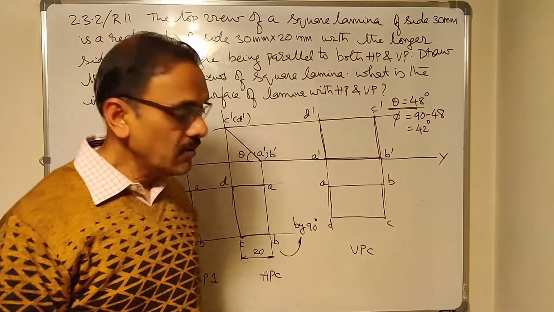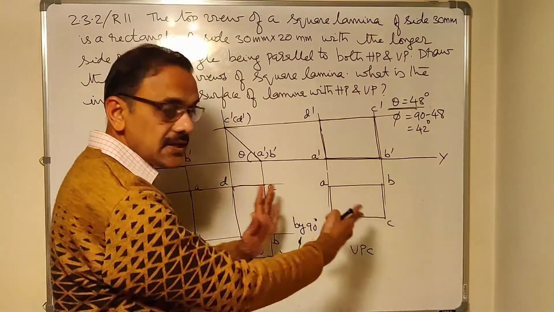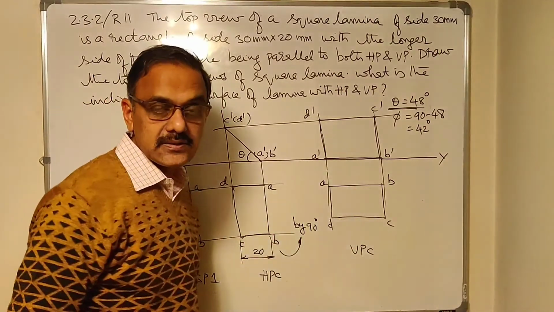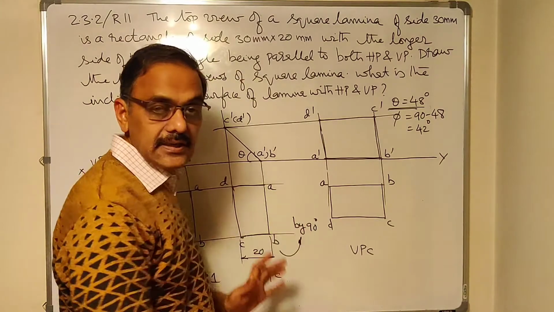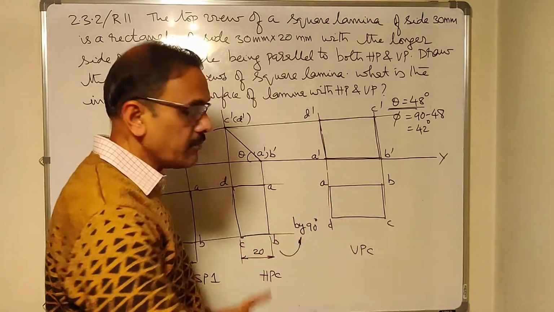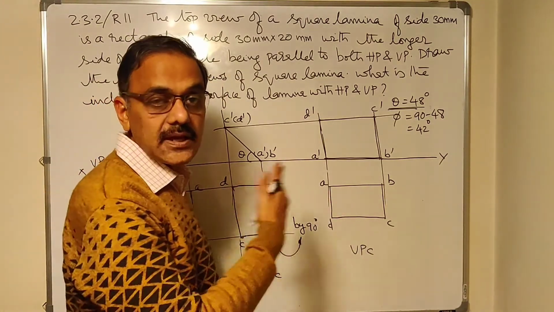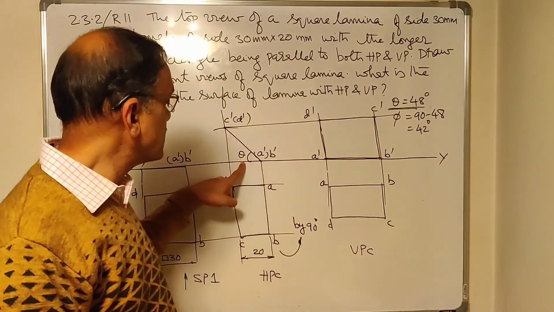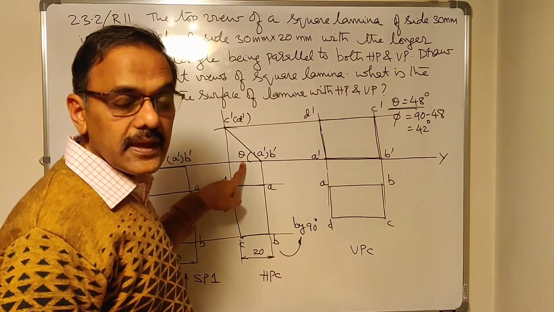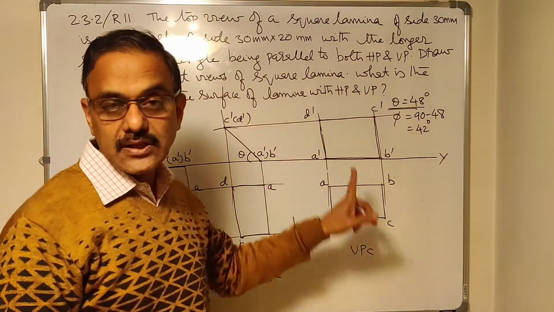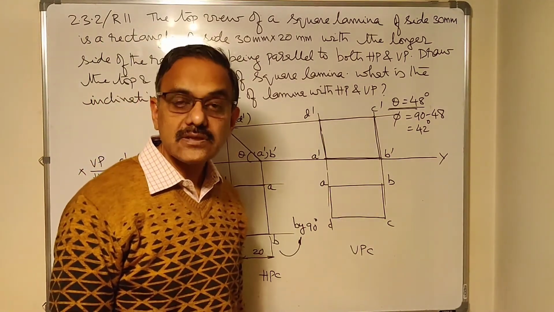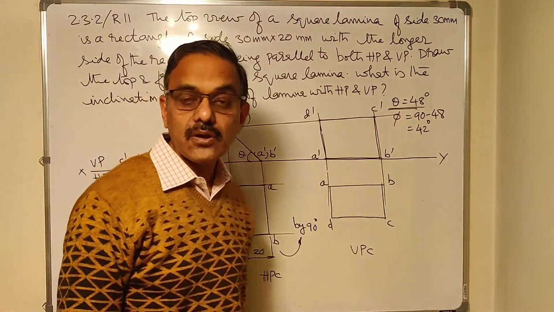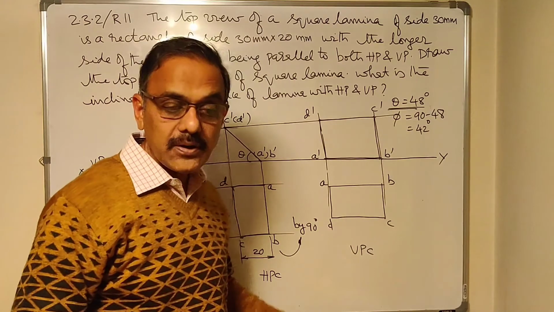Let me repeat again. What did you do here while moving from second step to third step? You rotated the top view by 90 degrees. Whenever this is the case, whenever the top view is rotated by 90 degrees while moving from second step to third step, and if theta is the inclination of the surface with HP, then phi will be 90 minus theta. Inclination of the surface with VP will be 90 minus theta. Make a note of it in your notes. I repeat the statement again.